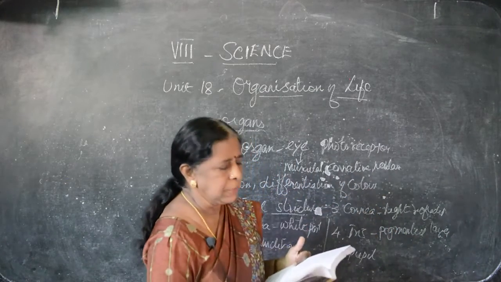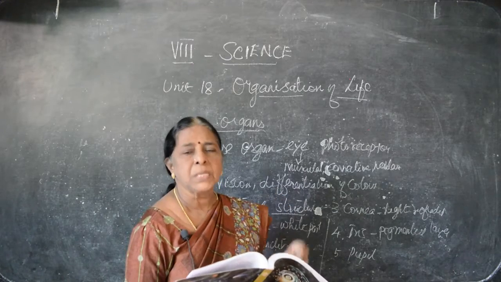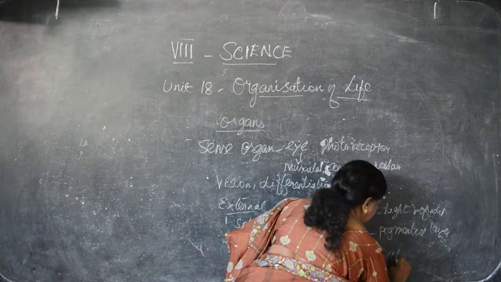And the pupil is a small opening located in the middle of the iris. It allows the light to come in. This is an important point. It permits the light to come.